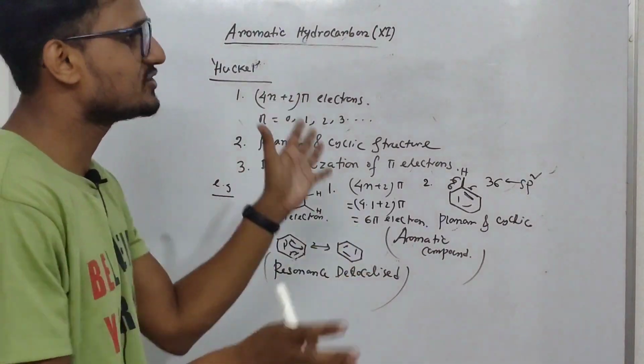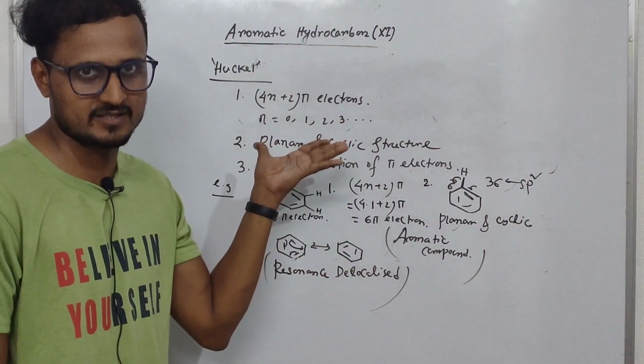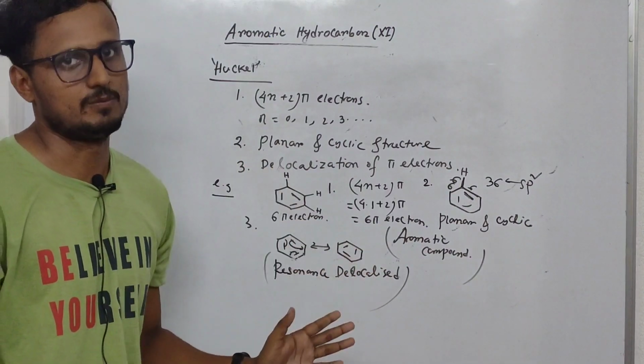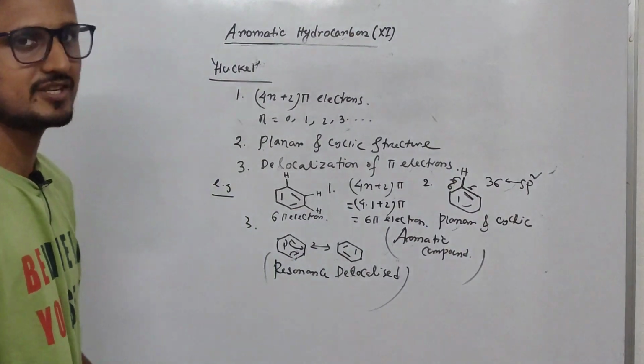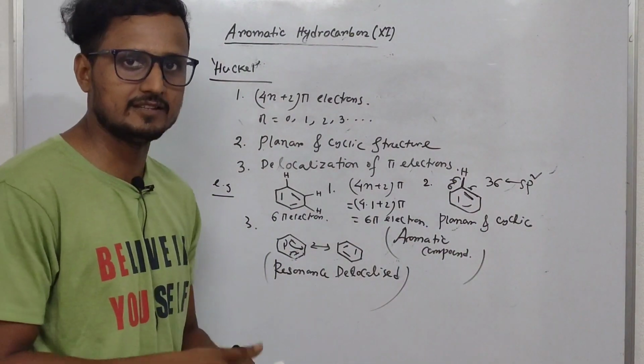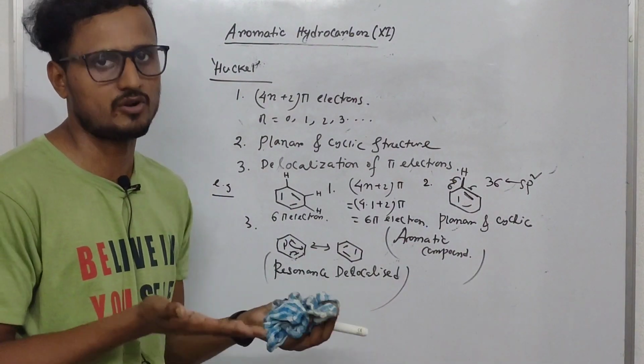Now, all the benzenoid compounds that I have drawn previously are aromatic compounds. Okay? So we will take examples next day. Some questions we will take, and we will see whether those compounds are aromatic or not aromatic.